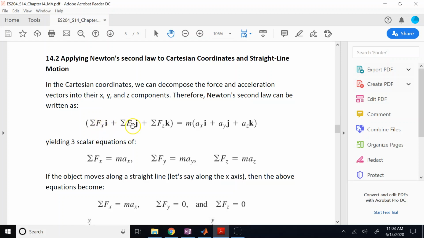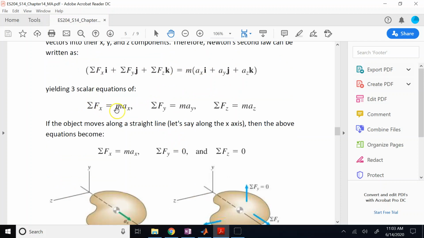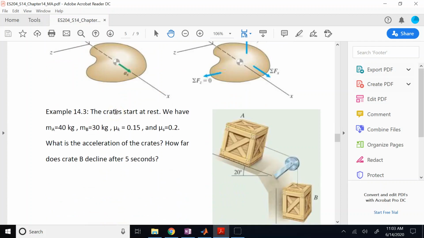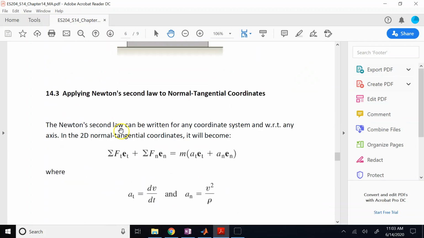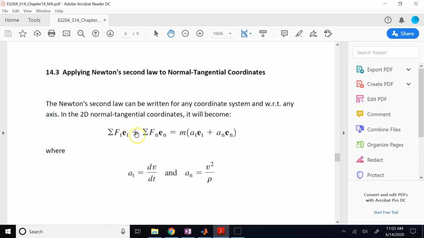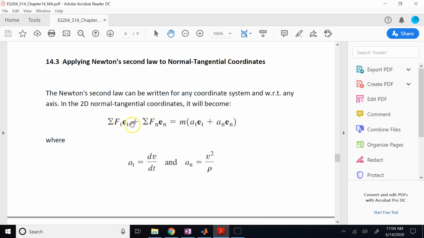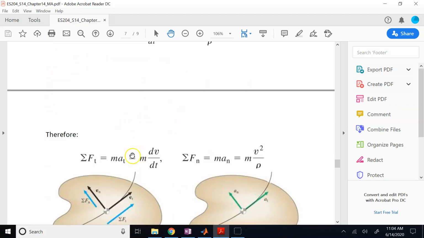Okay, so if we do it along XYZ Cartesian, then we get the three formulas that we used last time for describing the motion of the particle in Cartesian coordinates. But on the other hand, we could decompose the force and acceleration onto the t-n axes. And if there is a third dimension, we also can do it along the binormal axis. Okay, so then since these two vectors are equal on the left and right, we get the sum of the forces in the tangential direction is equal to mass times acceleration tangential.